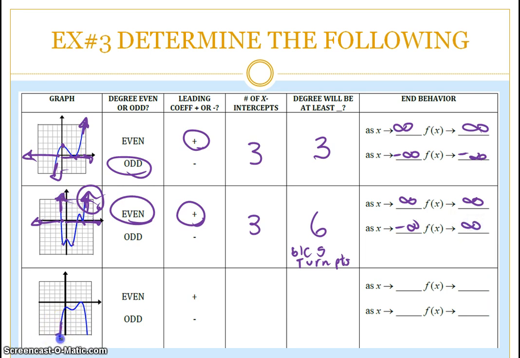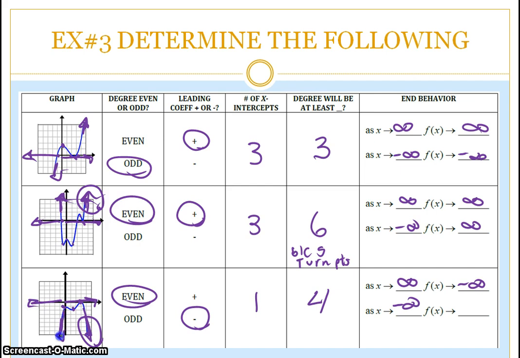Okay, last example. They both are pointing in the same direction, so it's even. They're both pointing downward, namely the right-hand side is pointing down, so it's negative. Number of x-intercepts, I see it crossing the x-axis once. The degree will be at least, so let's count the number of turning points. There are 3 turning points, so the degree has to be at least 4. As x approaches infinity, so as x gets big, the function goes down to negative infinity. As x approaches negative infinity, the function also goes down and approaches negative infinity.